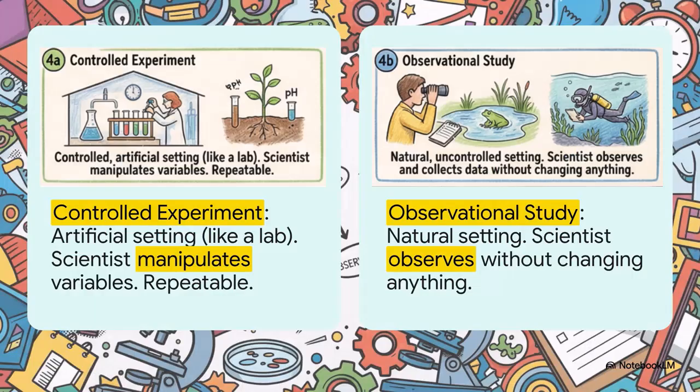Now, using these variables, scientists can set up two main kinds of investigations. On one hand, you have a controlled experiment. This usually happens in a lab, where the scientist can carefully control everything and just change that one independent variable. It's great for finding cause and effect. On the other hand, you have an observational study. This is where scientists just watch what's happening out in nature, like a diver studying a coral reef. They just collect data without changing a thing.